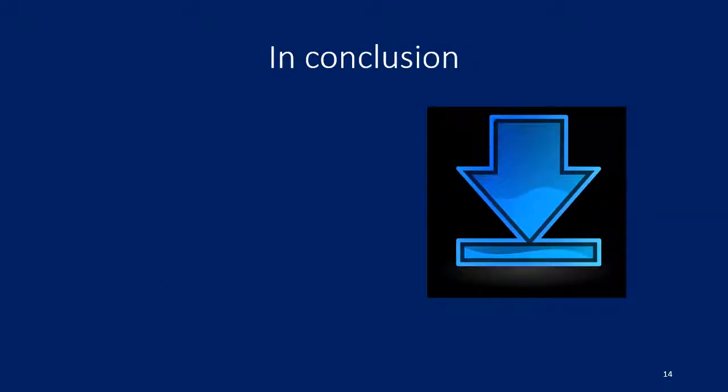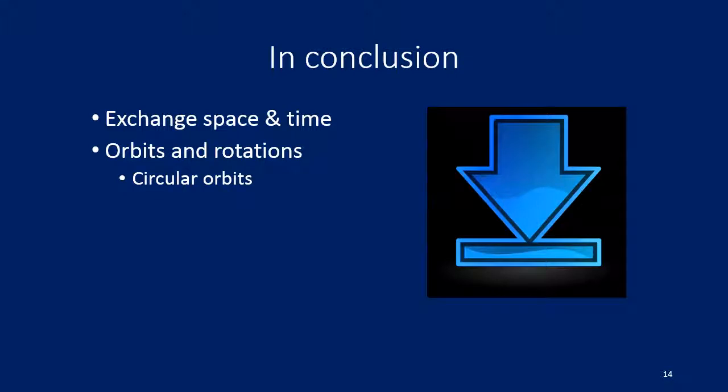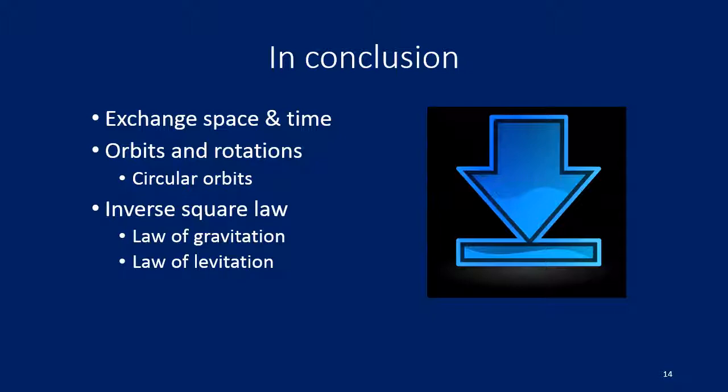In conclusion, then, what we have done is to exchange space and time variables. We looked at orbits and rotations, in particular circular orbits, and we found the inverse square law, the law of gravitation, as well as a law of levitation. Next up is part 7, relativity.